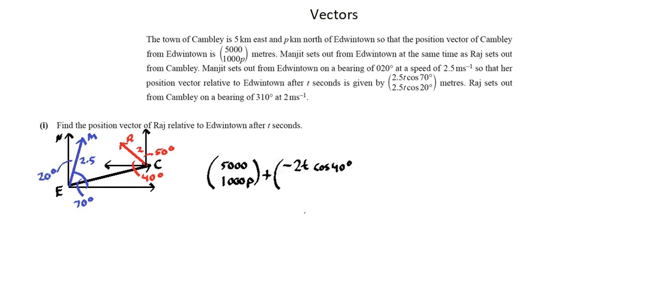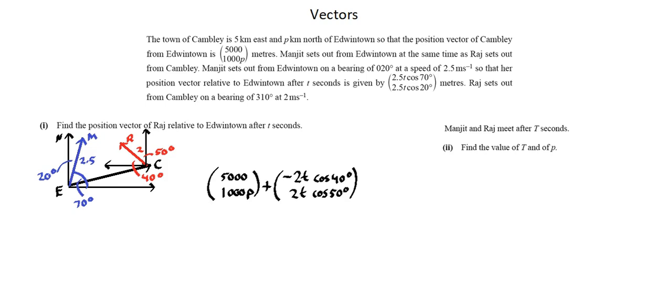And now our vertical position. Our vertical position will change by 2 times t times cosine of the angle relative to the vertical reference vector, which is 50 degrees. And so the position vector of Raj relative to Edwintown after t seconds is (5,000, 1,000p) plus (negative 2t cosine 40 degrees, 2t cosine 50 degrees). And now we'll go to part 2 of the question.